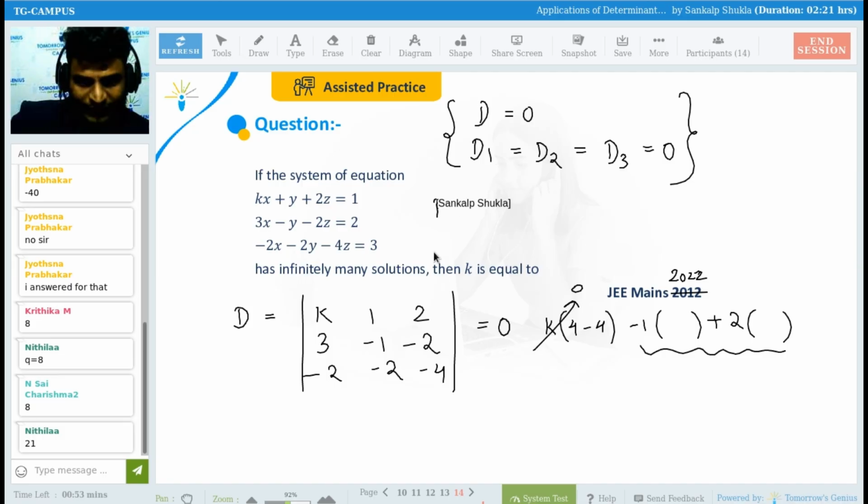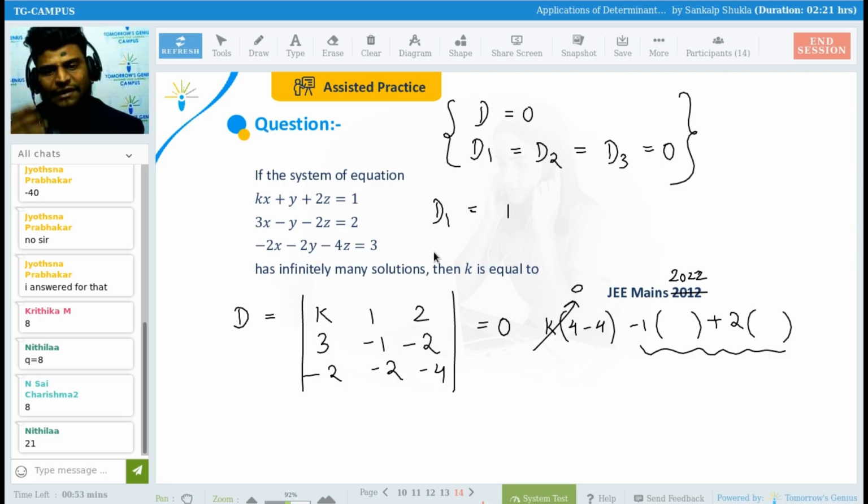No. So you have to find d1 also, d2 also and d3 also. Put all of the determinants equal to 0. Because in this equation k has been eliminated. So you have to find the value of k. So the answer will come either from putting d1 equals to 0, d2 equals to 0 or d3 equals to 0. As Kritika and Nithala correctly answered it, the answer is 21. Yes, it is right. K is equals to 21.